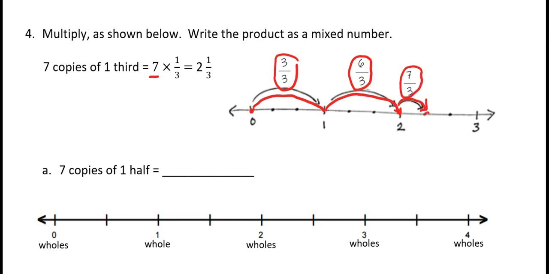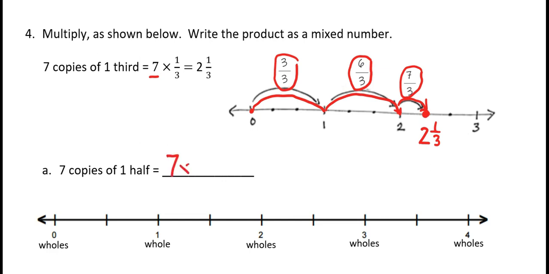of 7/3. Now we have to figure out the point where we landed. We went past the 2 wholes by 1 hop. Each section is broken into thirds, so our landing point is 2 wholes and 1/3. This shows how 7 times 1/3 equals 2 1/3. In the next question, we'll do 7 copies of 1/2.